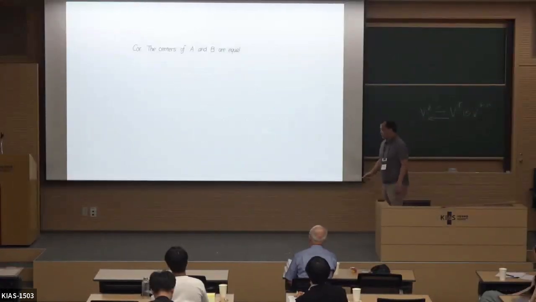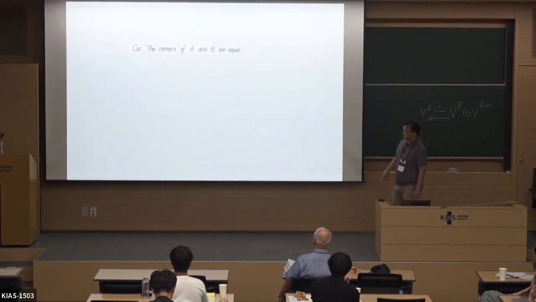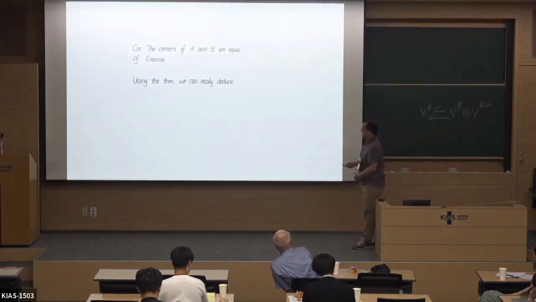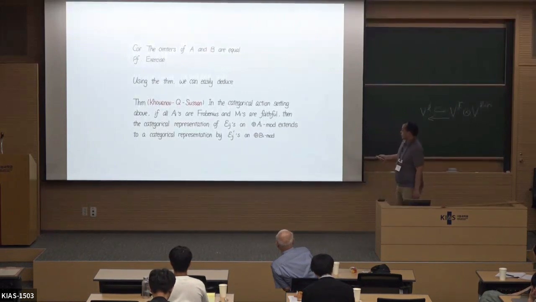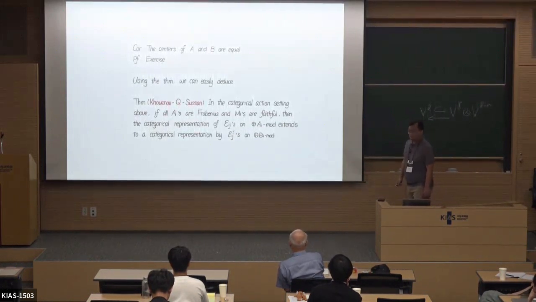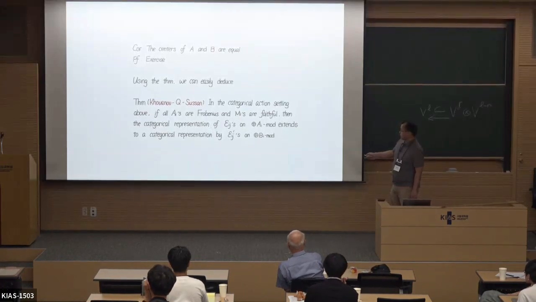So as a consequence, you can show that no matter what module you pick, the centers of A and B are equal, so they all agree with the center of A, which in the interesting cases are cohomology rings of quiver varieties. So here's an exercise. Using this theorem, you easily deduce that in this categorical action on the A module side, if you have all Frobenius algebras and faithful modules over them, then the categorical representation on the A module side extends to a categorical representation on the B module side.